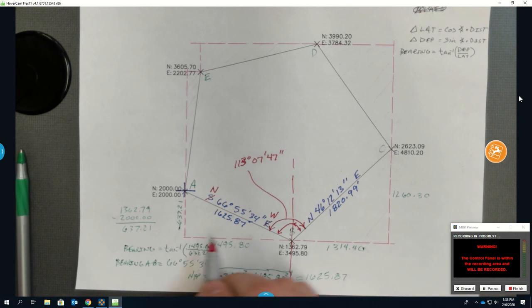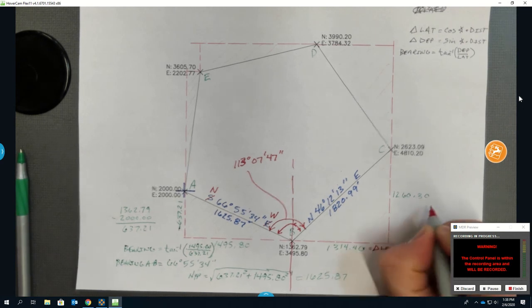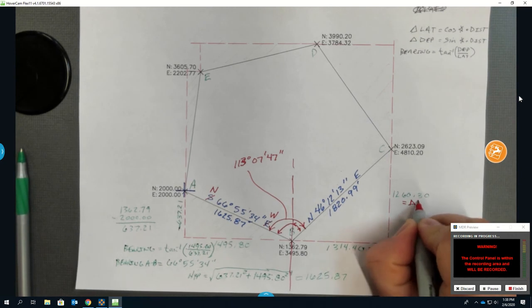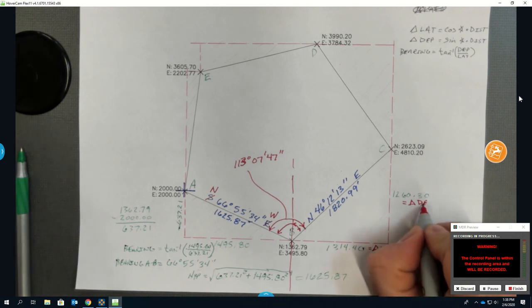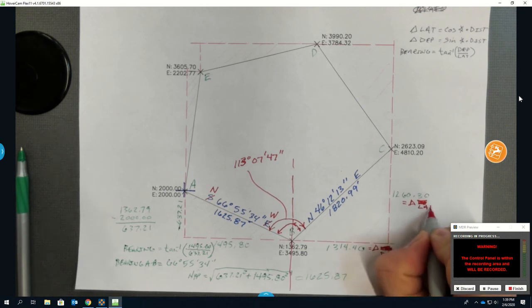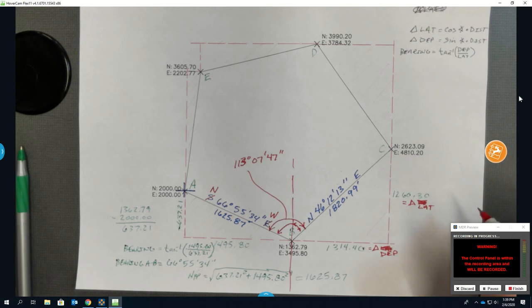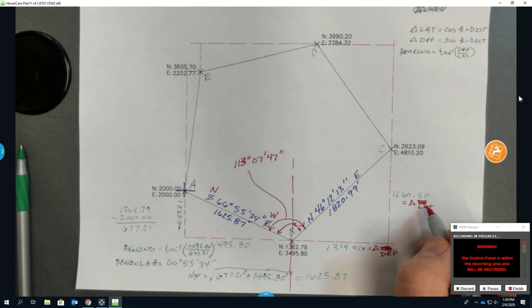So we basically use Pythagorean theorem once we figure out the change in latitude and change in departure. So this is the change in latitude. This one here is the change in departure. Anything change in northing is change in latitude. Anything change in the easting is change in departure. So we figure those out, we can do the Pythagorean theorem there, and that gives us our distance. We can take the arctangent of the departure over the latitude, and that'll give us our bearing.